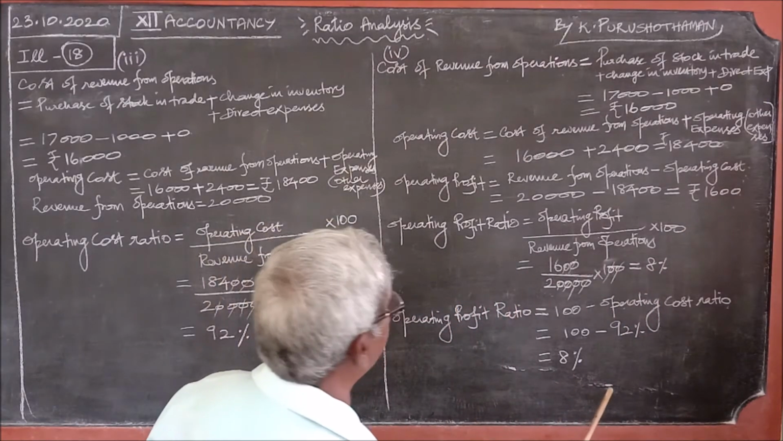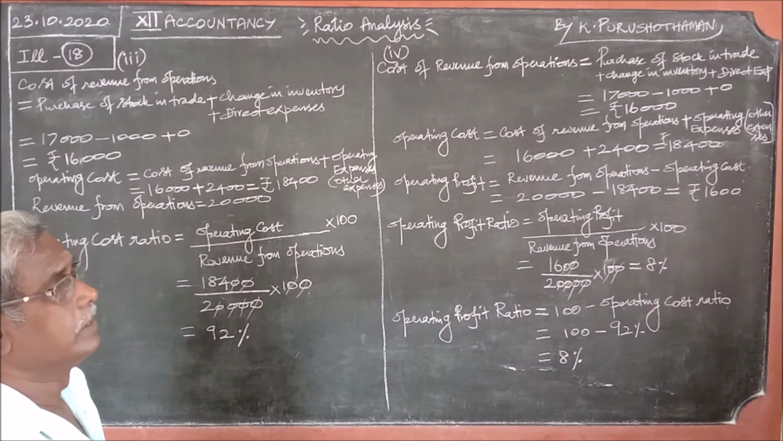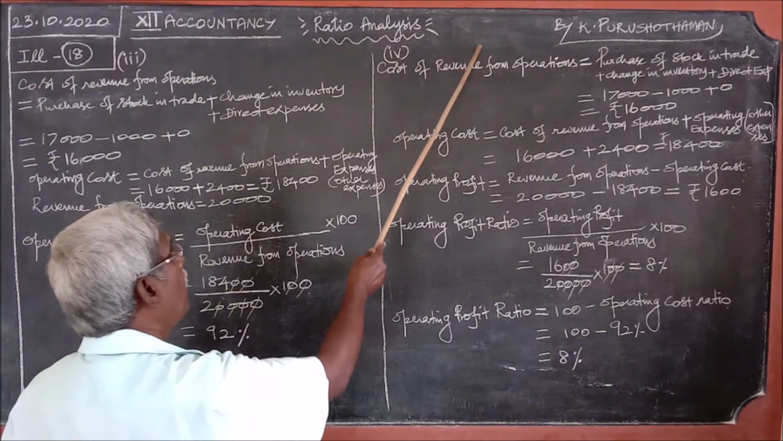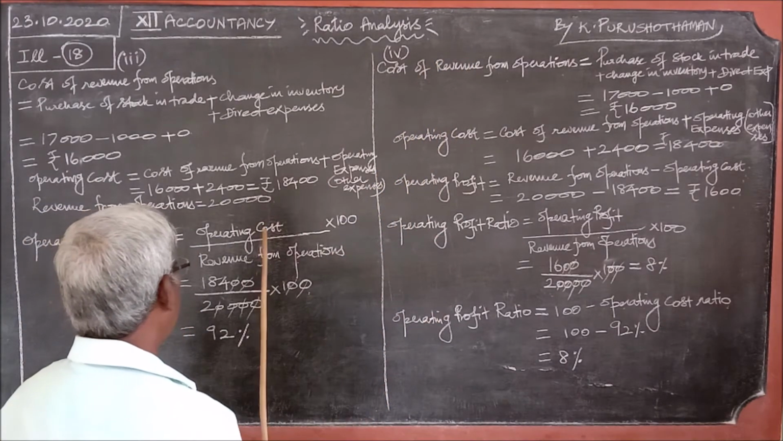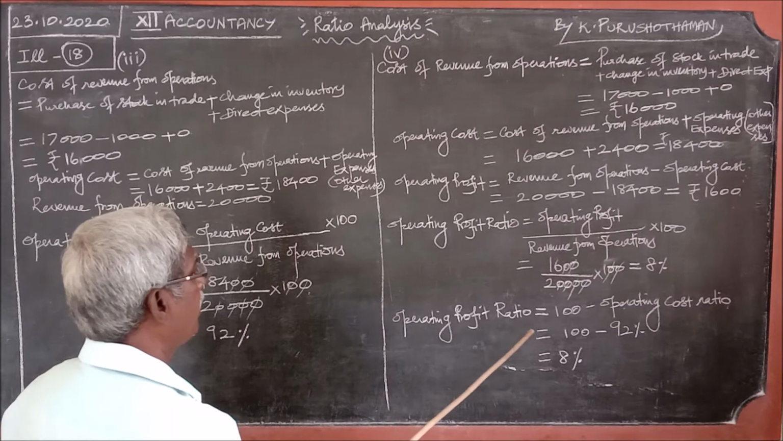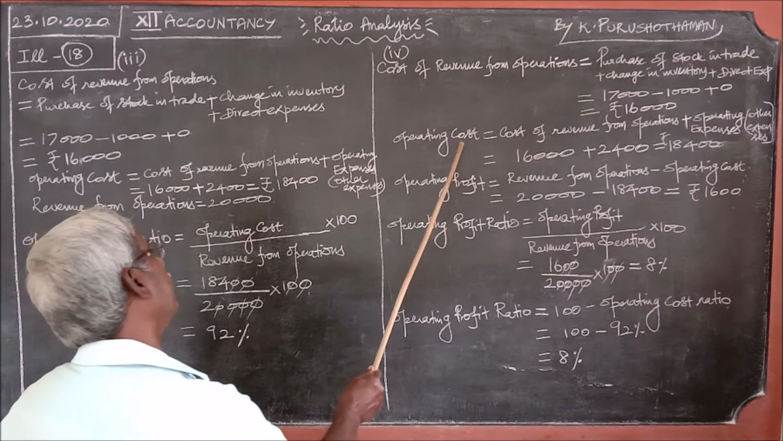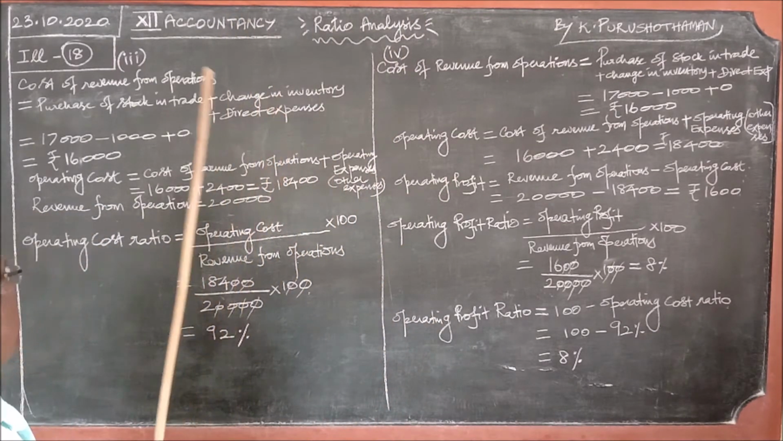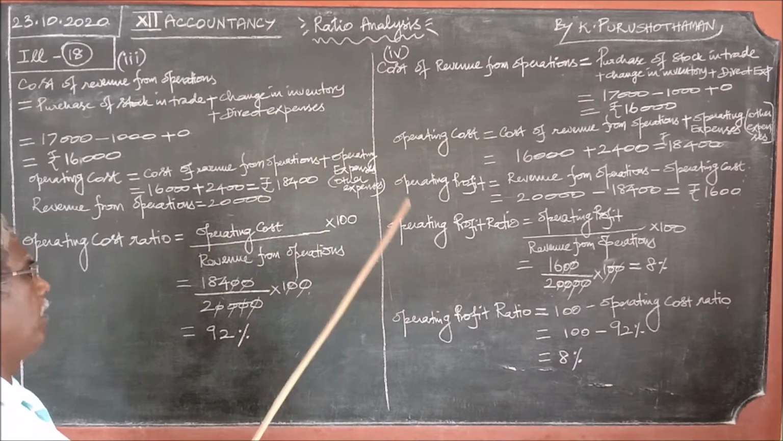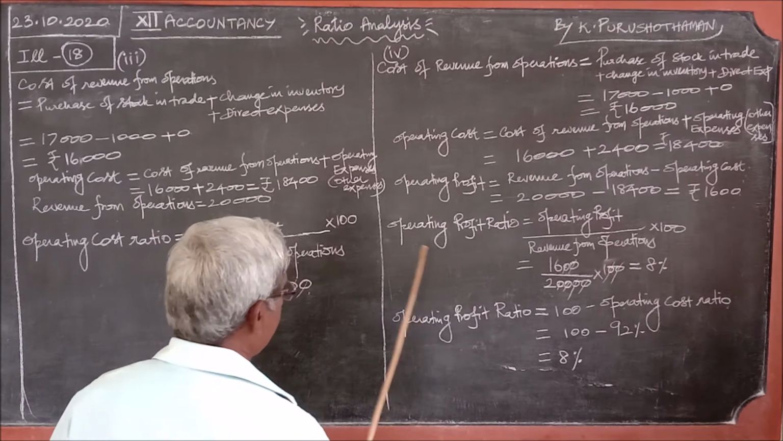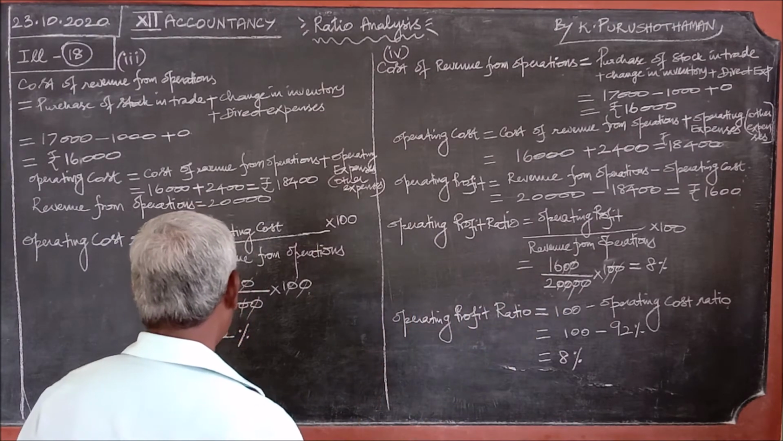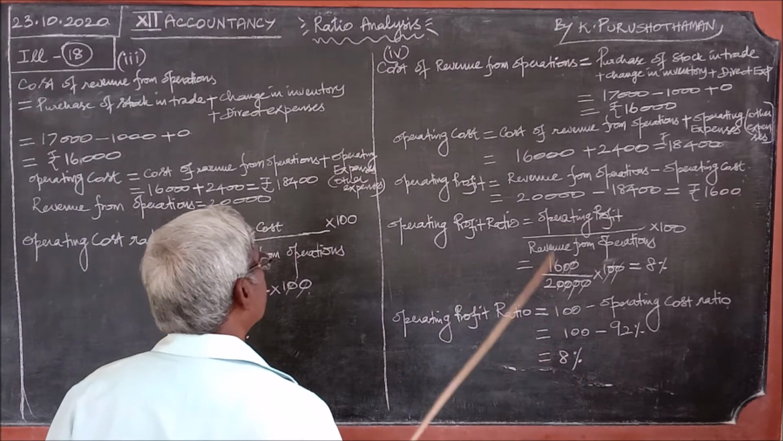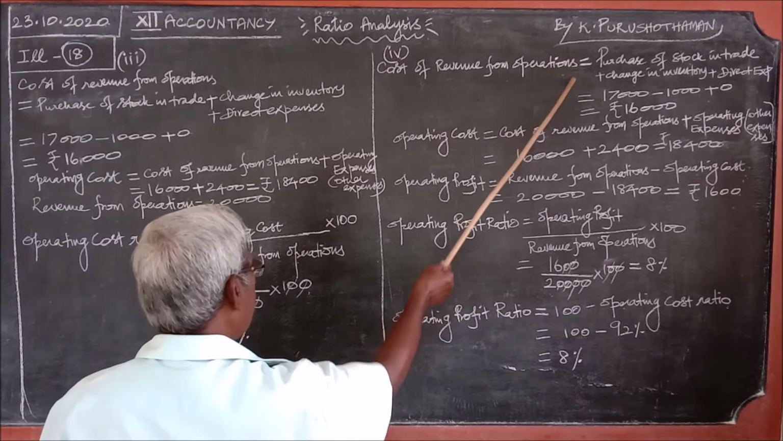And another shortcut way is given. When can we follow this method? Instead of doing all these things, after doing this you can use this formula and find it easily. Then why should I do all this? If you know the operating cost ratio, then the operating profit ratio is easy. 100 minus operating cost ratio 92, 100 minus 92 gives 8%. To arrive at this 8% only, we have done all these things.